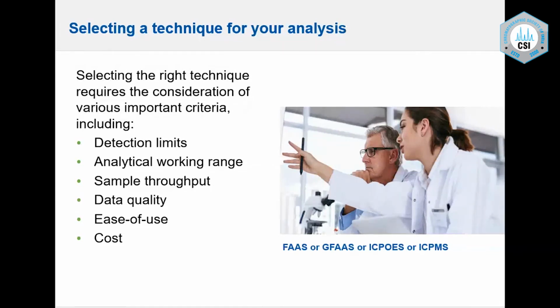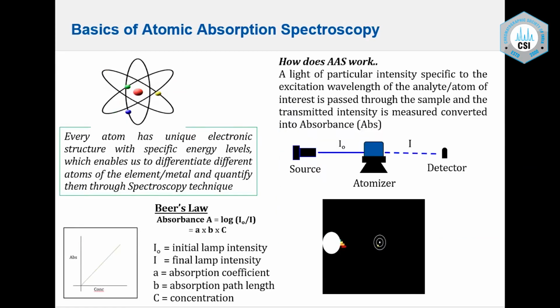So sample throughput is very important. Then after analysis, what data quality you get, the accuracy, that you also consider while selecting the method. The instrument should be easy to use, easy to operate, and again the cost matters when you select the technology.